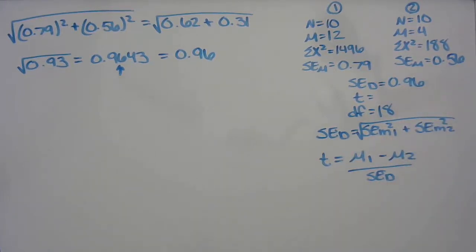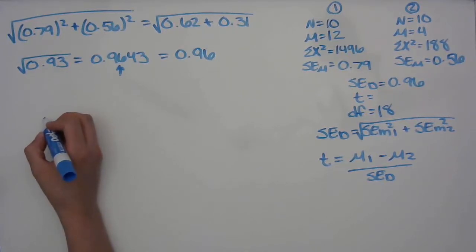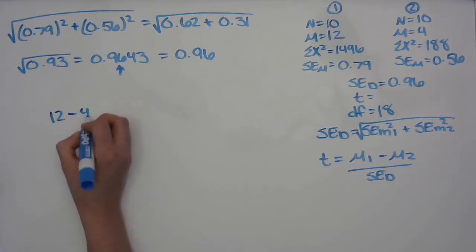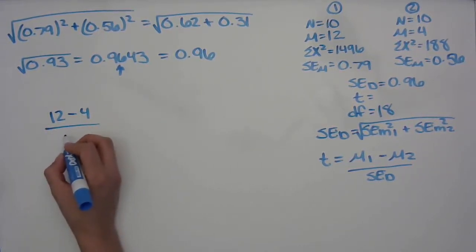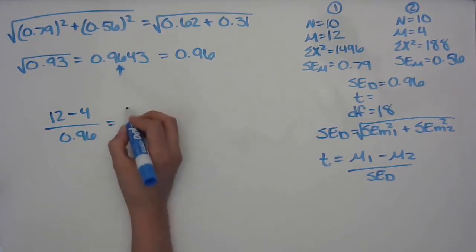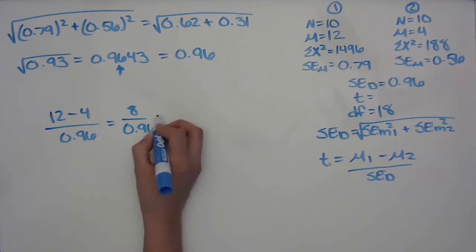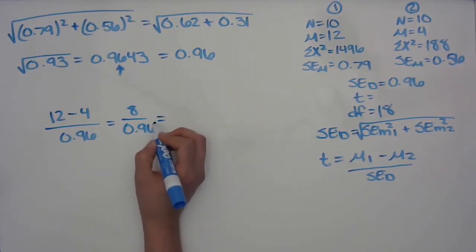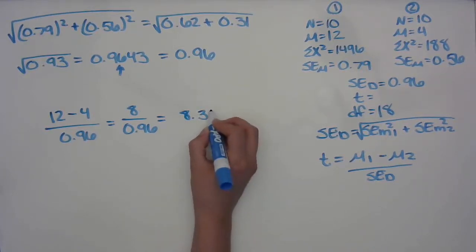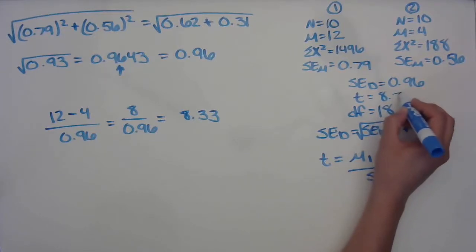Okay, now we can use that and our means to find our t-value. Okay, so our t-value, our mean for group 1 is 12 minus our mean for group 2 of 4 over the standard error of the difference of 0.96. Okay, so 12 minus 4 is 8 over 0.96. And then when we divide that out, that is going to give us 8.33. So our t-value is going to be 8.33.